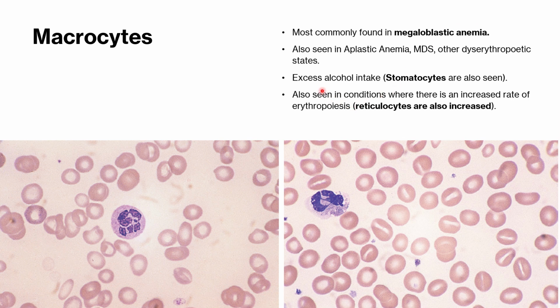And in diseases which are caused because of excess alcohol intake, we can also see stomatocytes. What are stomatocytes? These are stomatocytes, in which you can see that in the center of the RBC there is a slit-like appearance. So in this we have macrocytes along with stomatocytes. It is also seen in conditions where there is an increased rate of erythropoiesis, in which the reticulocyte count is also increased.